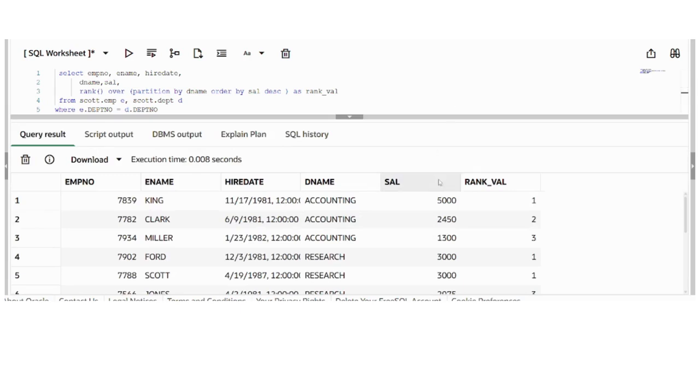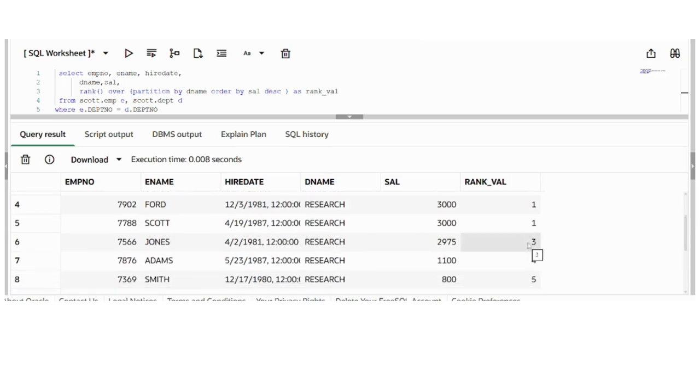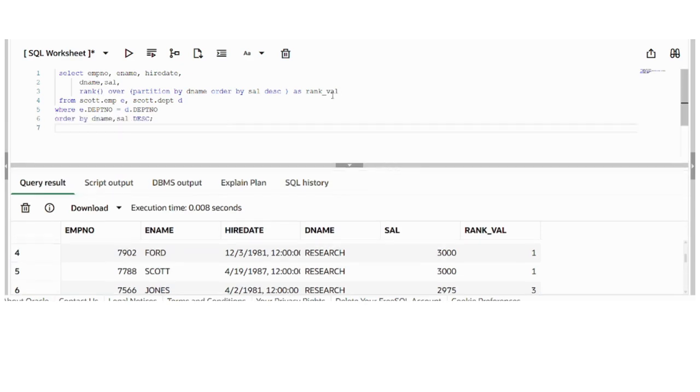Now the most interesting data is this one, where two salaries are same, 3000 and 3000, and both are marked as 1 and 1. What happens to the third highest salary? It is marked as 3. So you can see that number 2 is missing. It directly goes on to 3 because here the number 2 was marked as 1. So this is the rank for you.